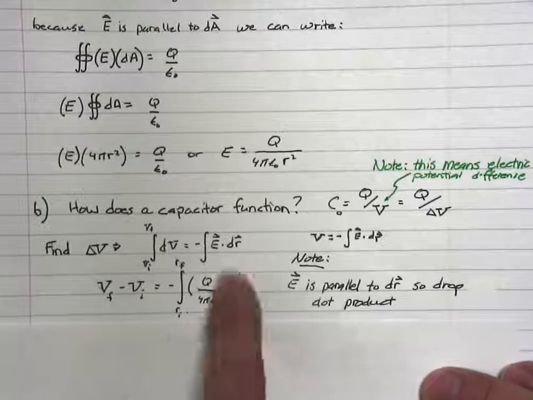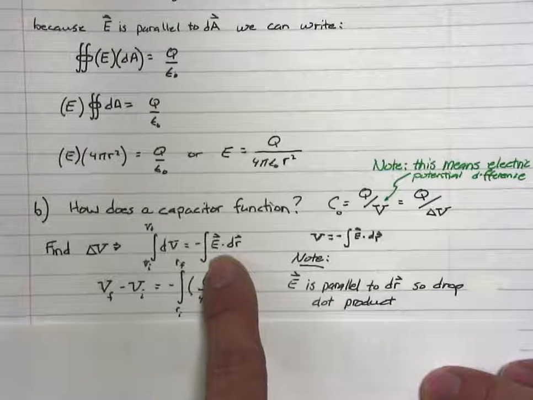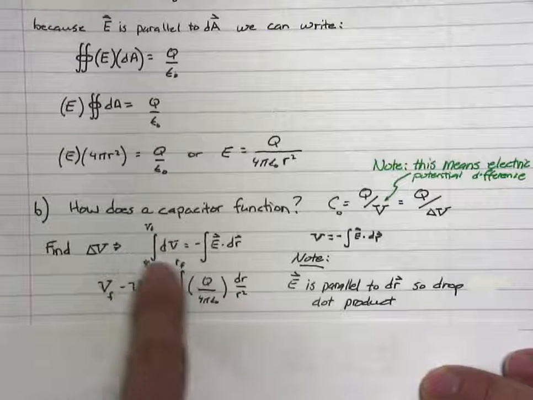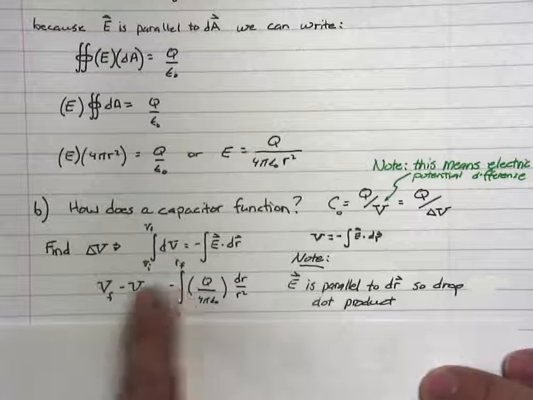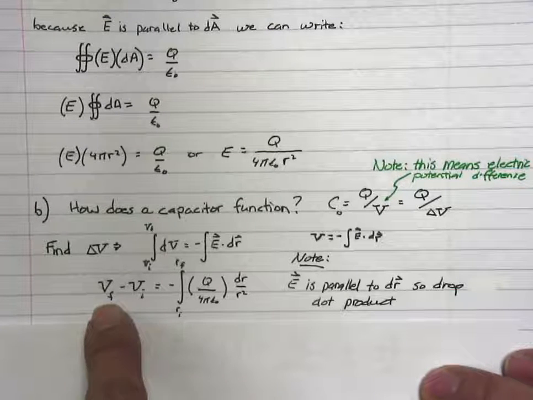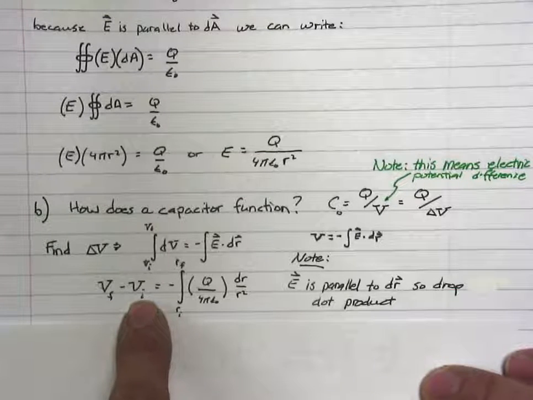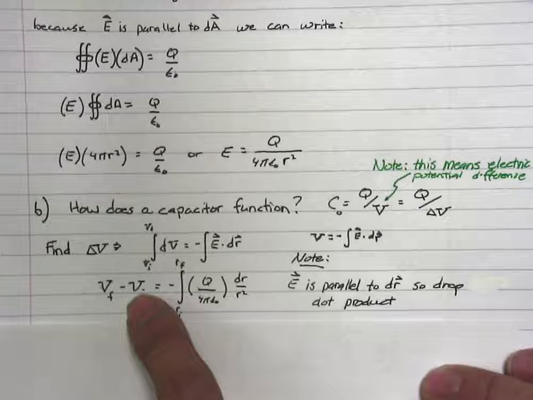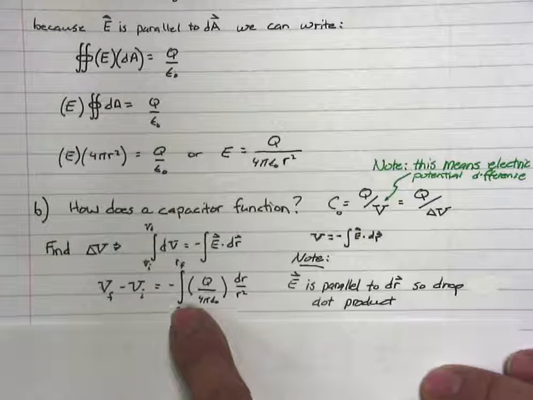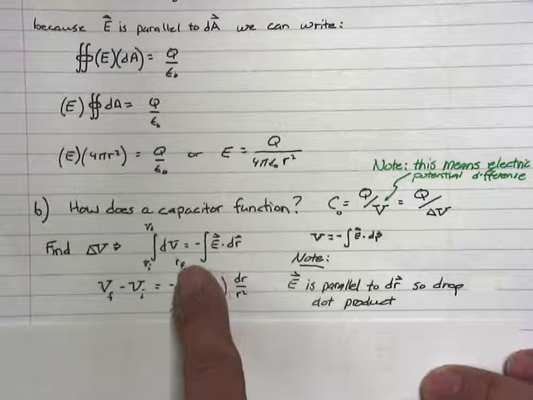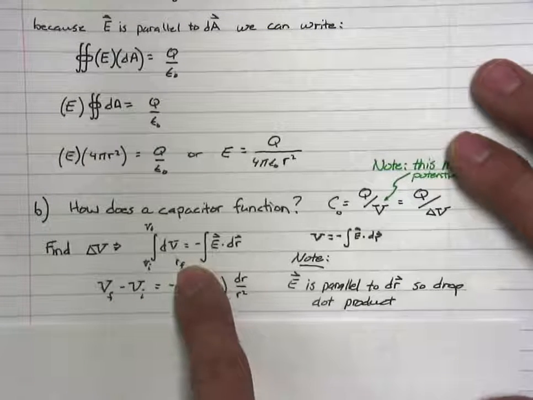And I'm going to note a few things. First of all, that E is parallel to r, so we can drop the dot product. This right here is about the simplest integral you can do, but I'm going to write it out this way. This is our final electrical potential, this is our initial electrical potential, and that corresponds to when r is at some initial position, that's the potential at that position, and then we're going to look at the final electrical potential at some other position, r.